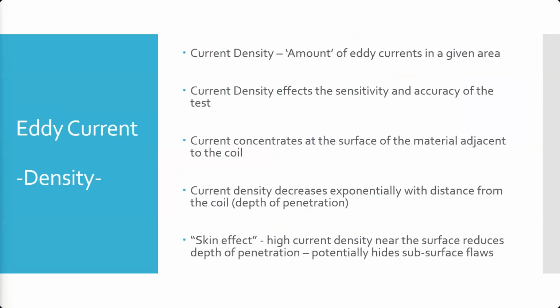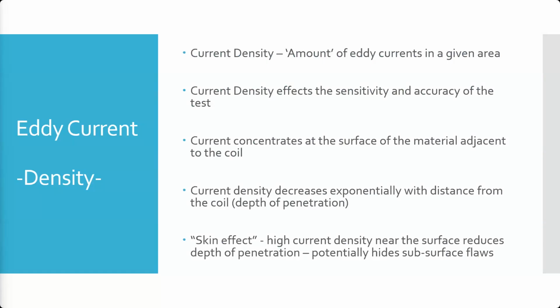So some of the vocab that we need to keep in mind in order to understand what's going on when we're talking about this. So current density, this is the amount of eddy currents in a given area. How strong, how many of those little currents form in the material? And the current density ultimately is going to affect our sensitivity and accuracy of the test.